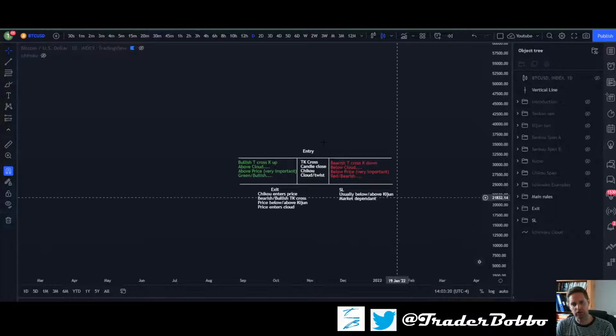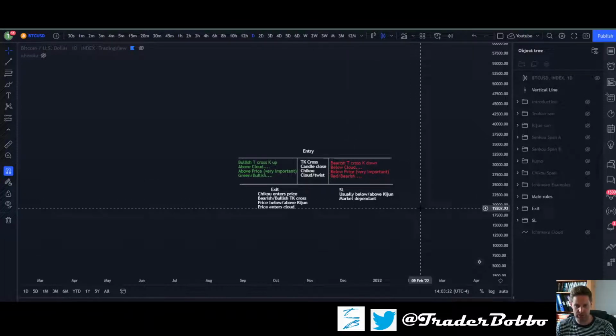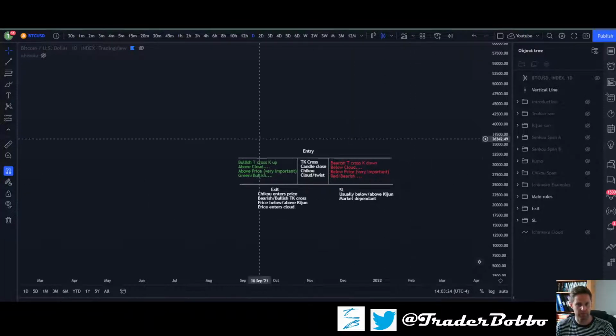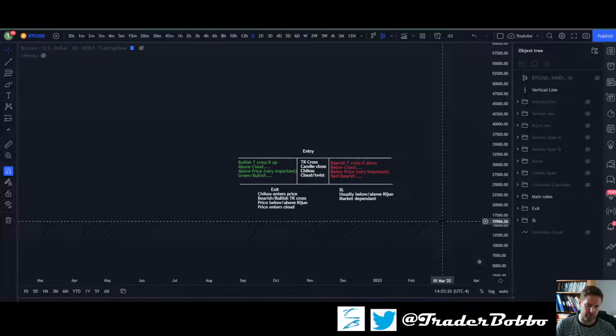If you are short, if you're bearish, if you're selling, you want the opposite. You want a bearish TK cross, Tenkan moving down through Kijun. You want the candle close to be below the cloud. Again, I'll show you that later on. Chikou, you want that to be below price. That's an important factor. And you want a red cloud, a bearish cloud, a bearish Kumo twist.